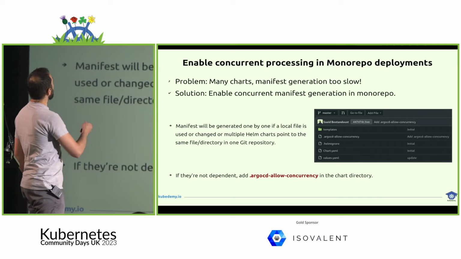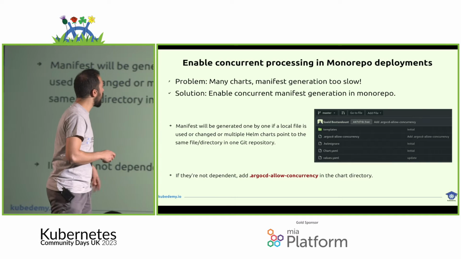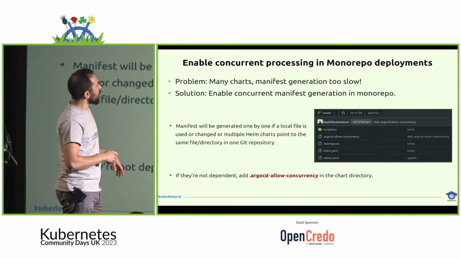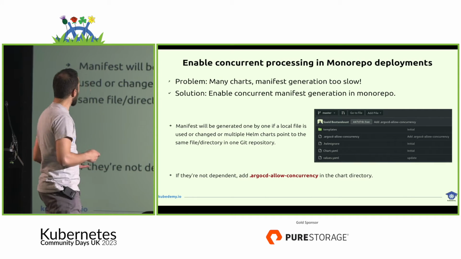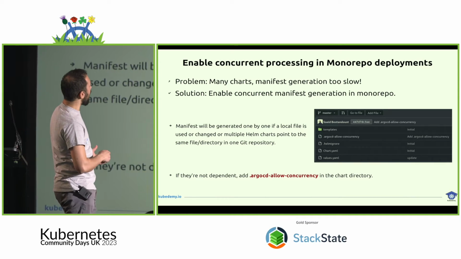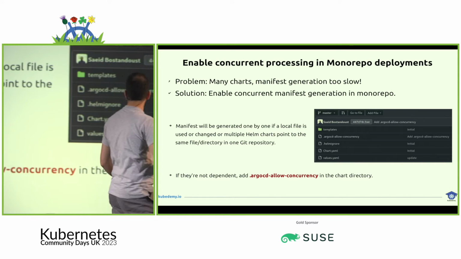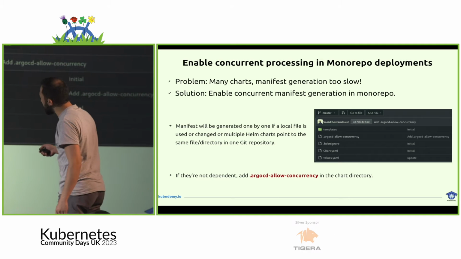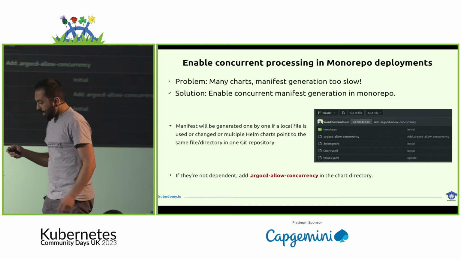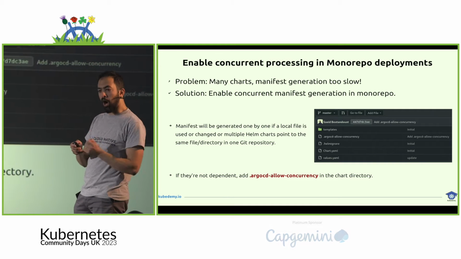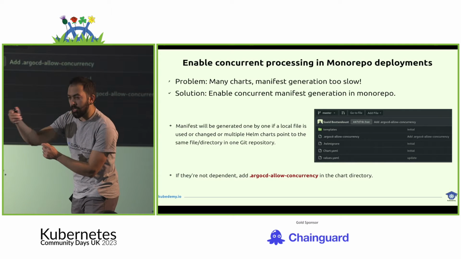The next thing is you have many charts, as we discussed, and manifest generation in the repo server is too slow. You have to enable concurrent manifest generation in monorepo mode. It can be done by adding one file, .argocd-allow-concurrency, and it tells the ArgoCD repo server, my Helm charts have nothing to do with each other.